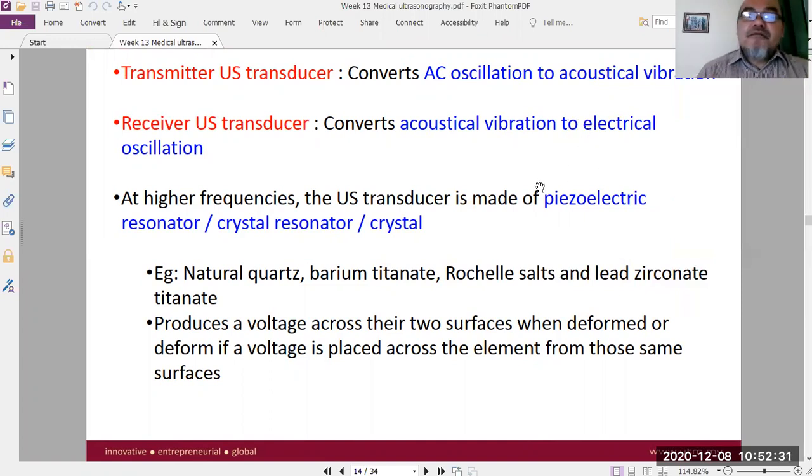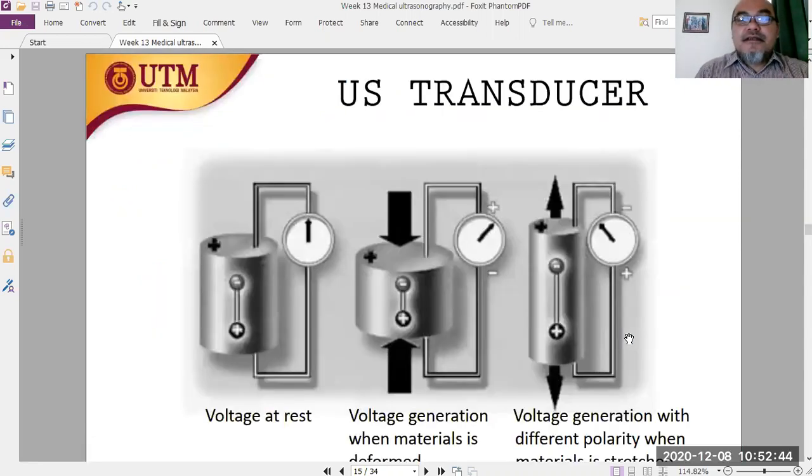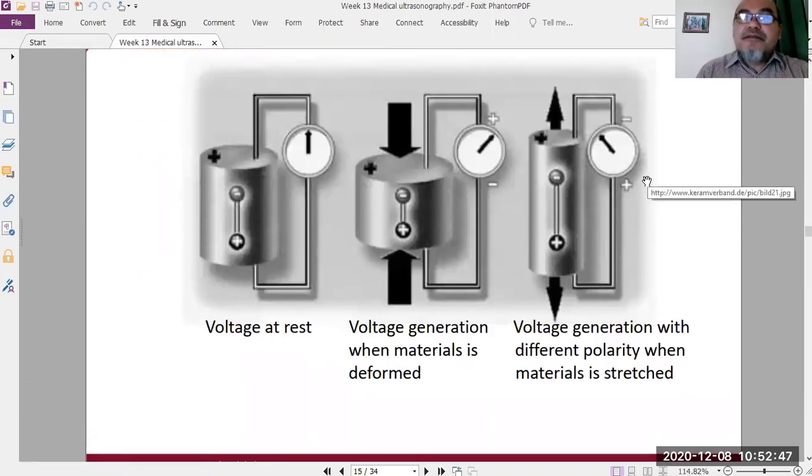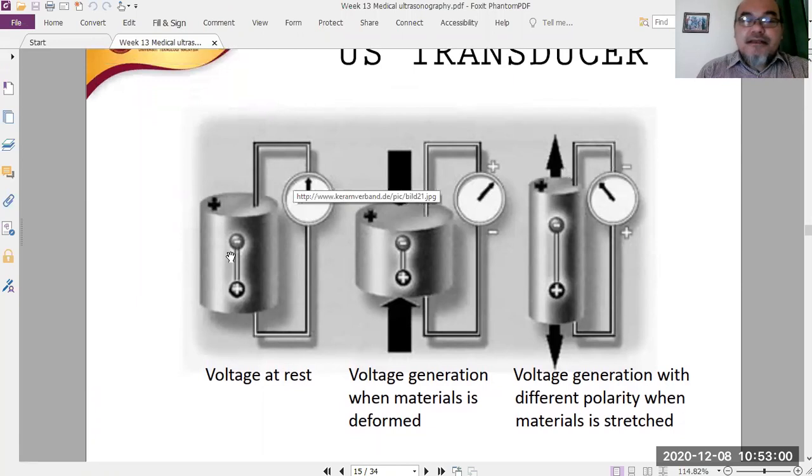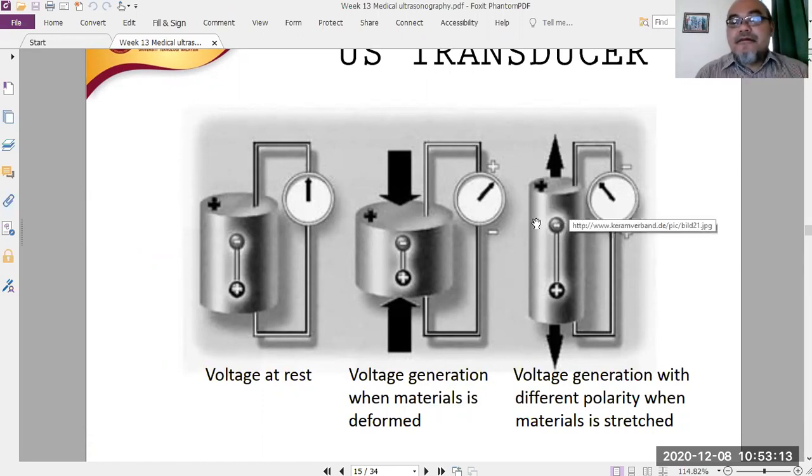The transducer will produce a voltage across its two surfaces when deformed, or if a voltage is placed across the element from those same surfaces, it deforms. This is the principle of piezoelectricity, which we discussed earlier in this course, in the earlier weeks, also last semester. When you apply a higher voltage, the material will be deformed, like this, being compressed. But when you apply a voltage again with different polarity, the material is being stretched.